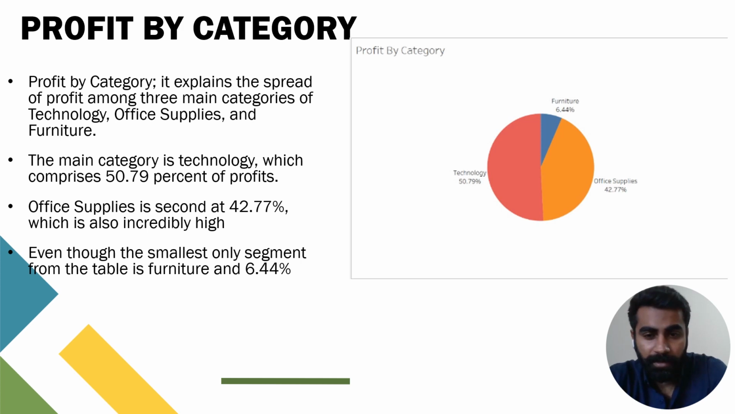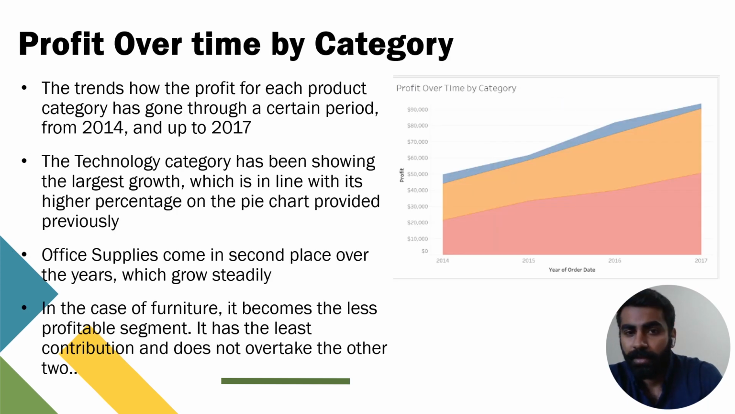The third one is furniture, the smallest segment from the table, and it's 6.44% of the profit. This could imply several things, perhaps furniture has the lowest sales volume or profit margin, or it could be the less focused area of the business compared to technology and office supplies.